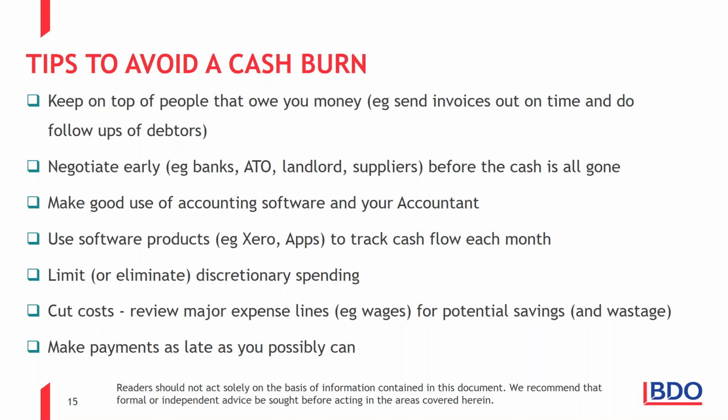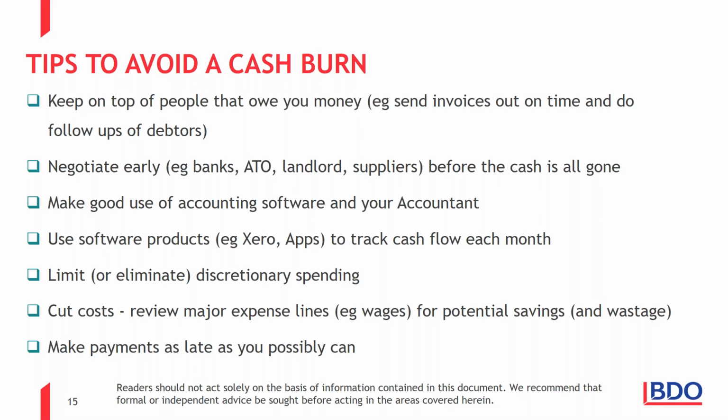Next, we've got limit or eliminate discretionary spending. This is a fairly self-explanatory one. Cut out your Friday afternoon staff drinks if you need to. You can spend some time cutting costs by reviewing major expense lines, and you will know what your core expenses are within your business. For some, that might be wages. It could be electricity if you're in manufacturing. If wages is a big item for you, then you might want to avoid paying staff overtime in order to avoid overtime rates with them. These might be low-hanging fruit that you can pick easily.